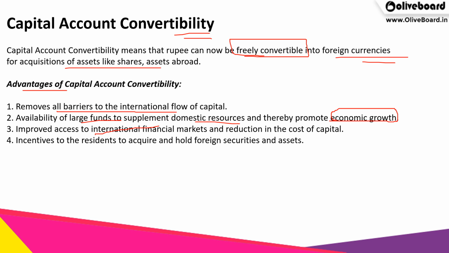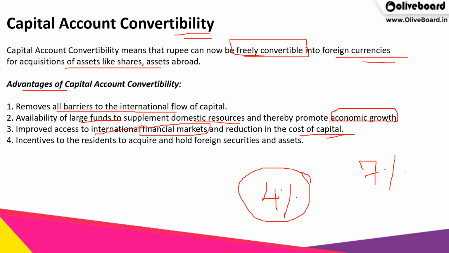Improved access to international financial markets and reduction in cost of capital. Supposedly in India, banks are giving loans at 7% rate of interest, but in London, say they are giving it at 4%. So companies from India can go and borrow from European banks. So there is low cost of capital, and it also gives incentives to the residents to acquire and hold foreign securities and assets. We can go to any other country and buy an asset that we want in that particular country.